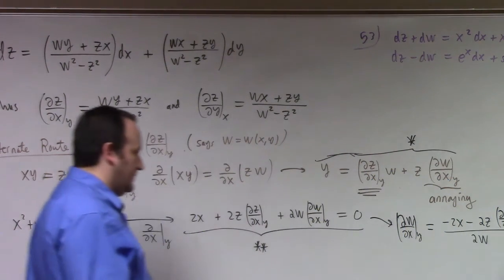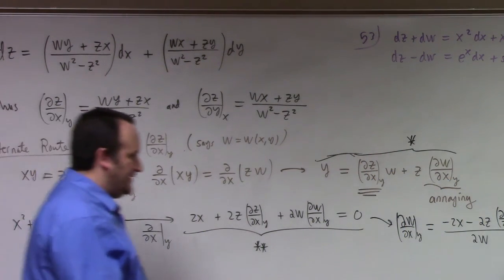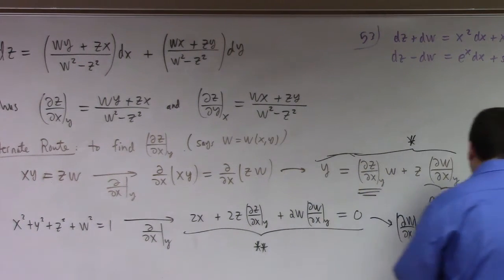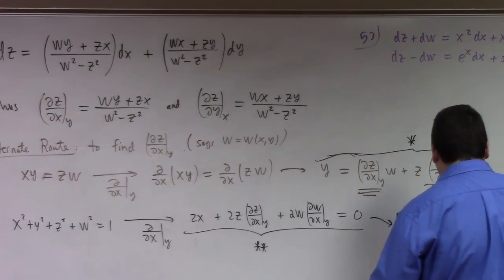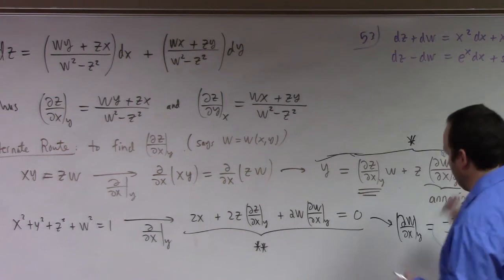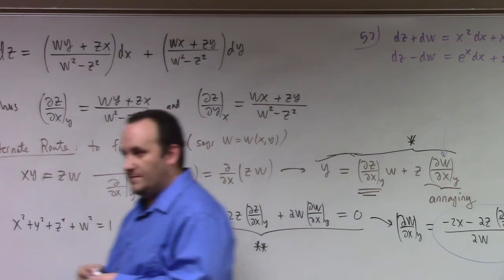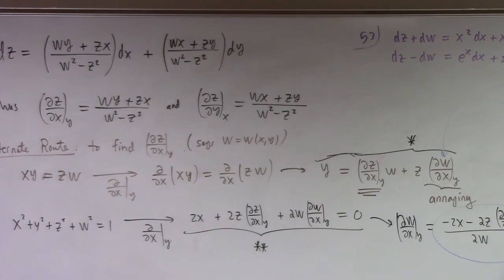Right? Algebra. And then take this monstrosity and plug it in right there. Then your first equation becomes an equation just involving partial z, partial x, right? Then you can solve for partial z, partial x. That's kind of how you have to do these.